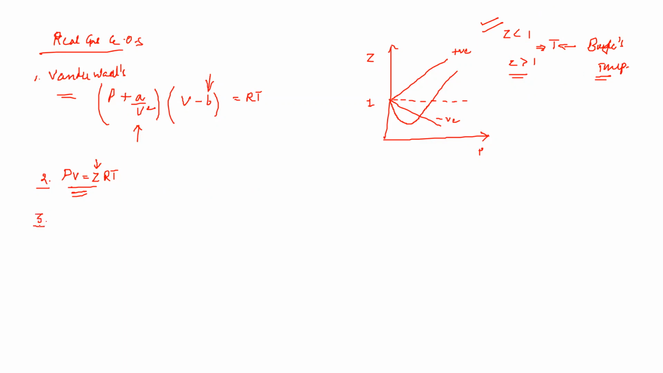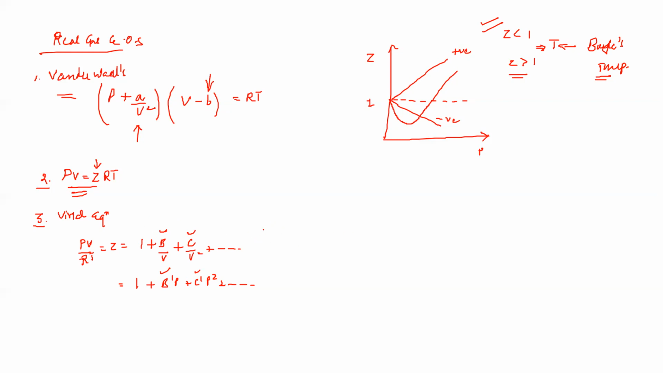And then we discussed the virial equation of state, which was expressed in terms of powers of volume or pressure. So we had PV/RT, which is Z, equal to 1 + B/V + C/V² and so on, which can also be written as 1 + B'P + C'P² + and so on. Over here, B and B' are known as second virial coefficients, and C and C' are known as third virial coefficients, and so on.